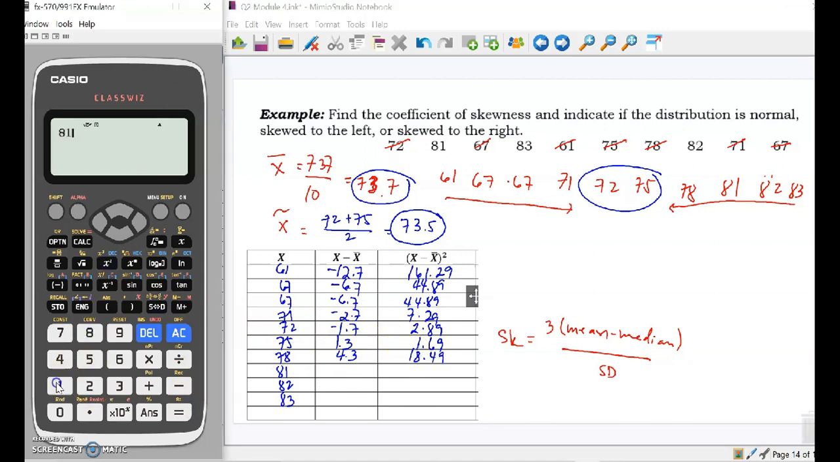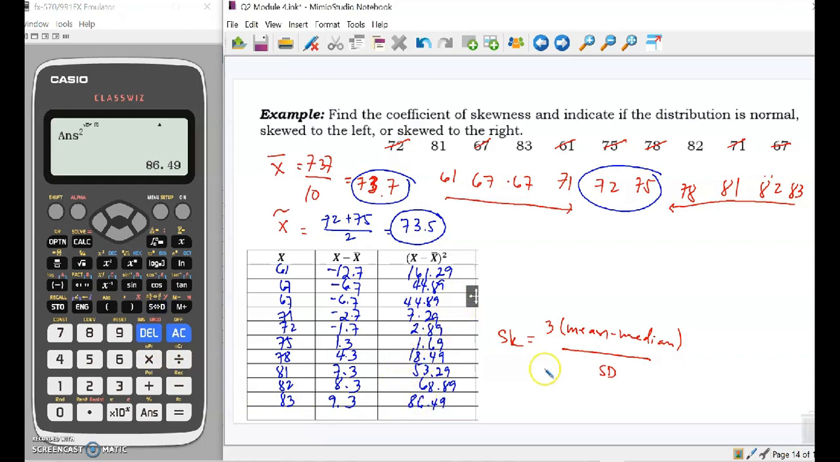Okay. 81 minus 73.7, the answer is 7.3 squared, which is 53.29. Okay, I'm almost there. 82 minus 73.7, that would be 8.3 squared, 68.89. And last, 83 minus 73.7, that would be 9.3. Squaring that would give me 86.49. Okay.